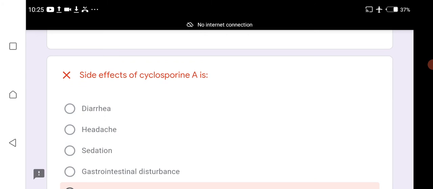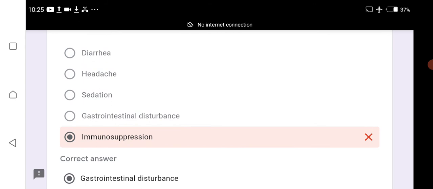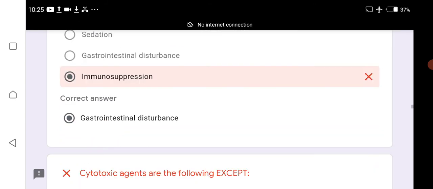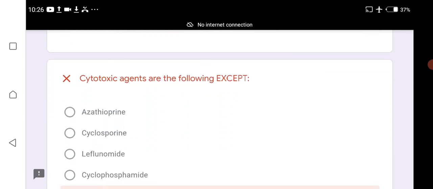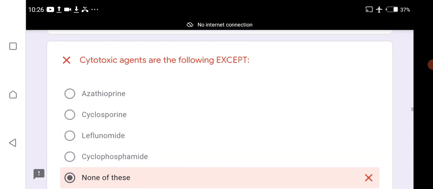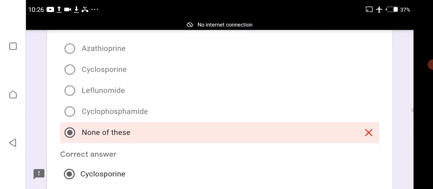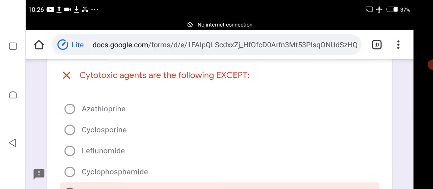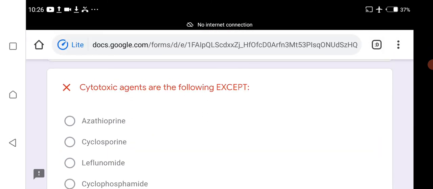A side effect of cyclosporine A is gastrointestinal disturbance. Cytotoxic agents are all of the following except cyclosporine. Cyclosporine is not a cytotoxic agent.